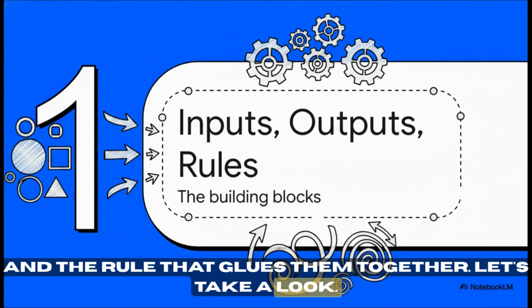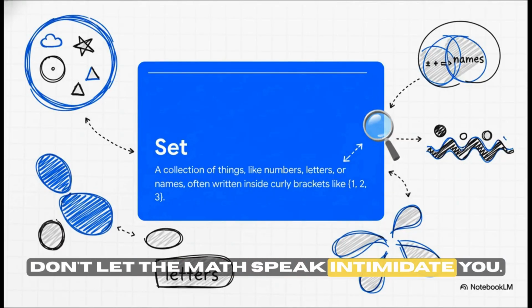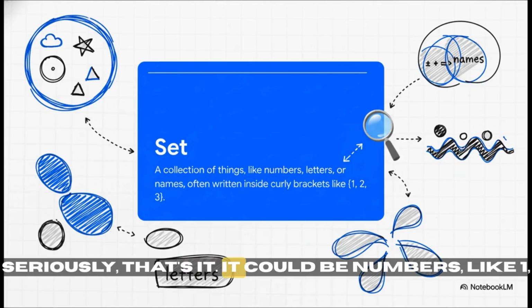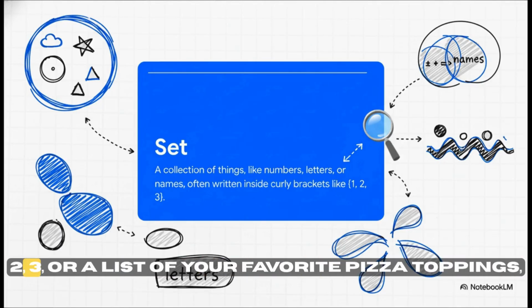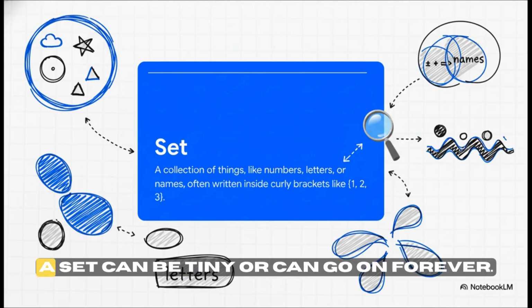Let's take a look. All right, let's start with this word, a set. Don't let the math speak intimidate you. All it means is a collection of things. Seriously, that's it. It could be numbers, like 1, 2, 3, or a list of your favorite pizza toppings, or every letter in the alphabet. A set can be tiny, or it can go on forever.